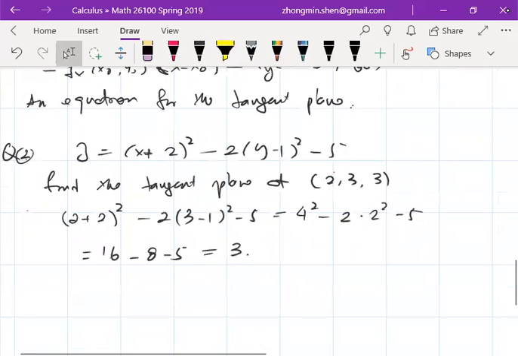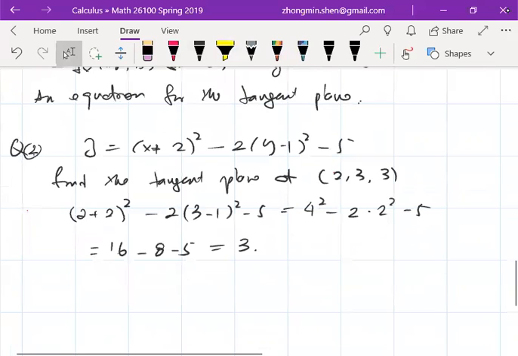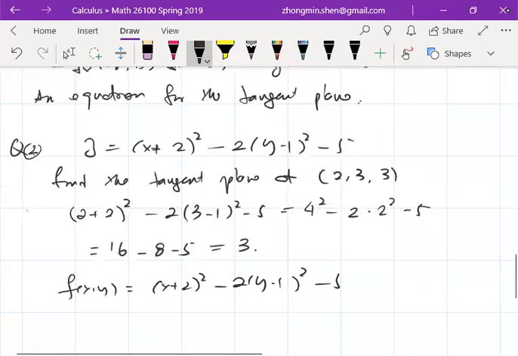The next step is you have to find what is f_x. f_x is x plus 2 squared minus y, right?